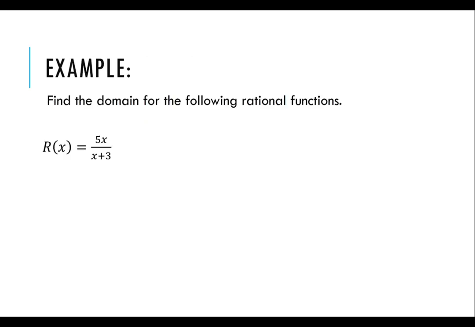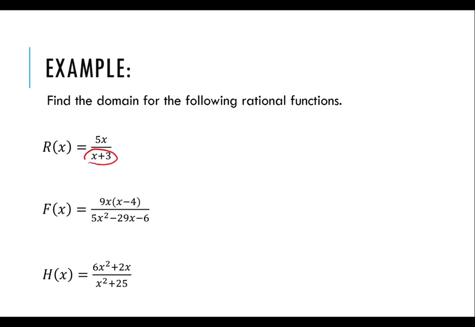So now we want to find the domain for the following rational functions. For this first one, r of x, the only thing we've got to be concerned about is the denominator. You say x plus 3 cannot equal 0, so x cannot equal negative 3. Now we can talk about this in set builder notation. That is x such that x is not equal to negative 3.